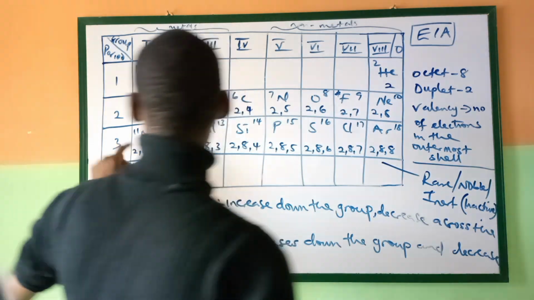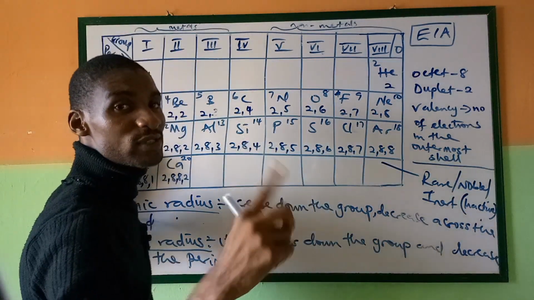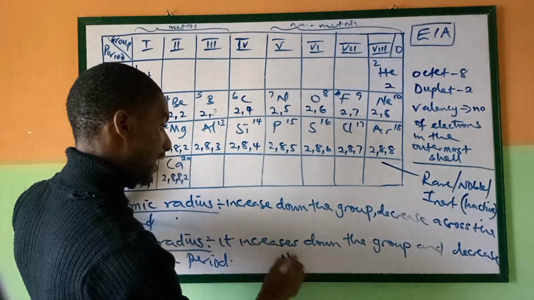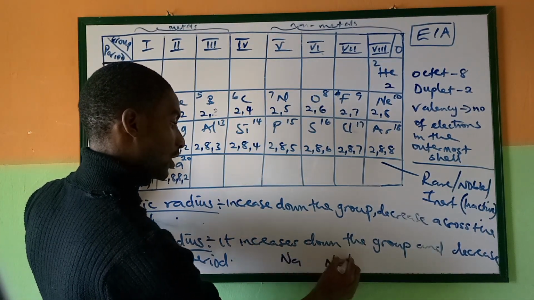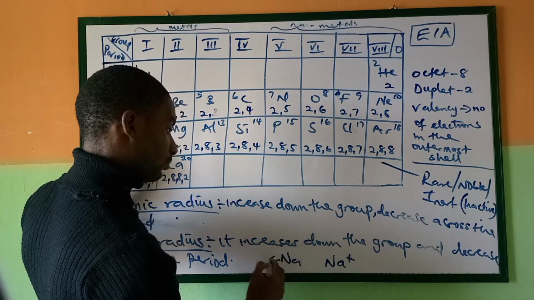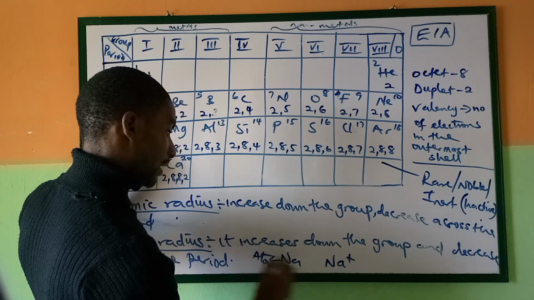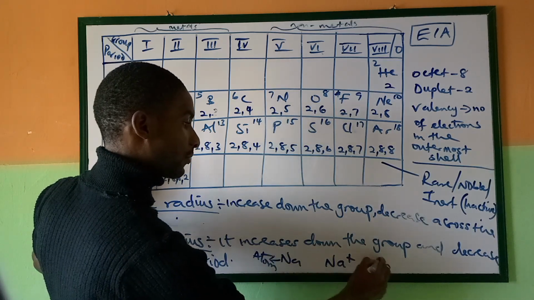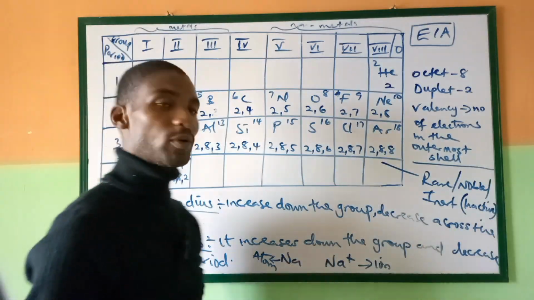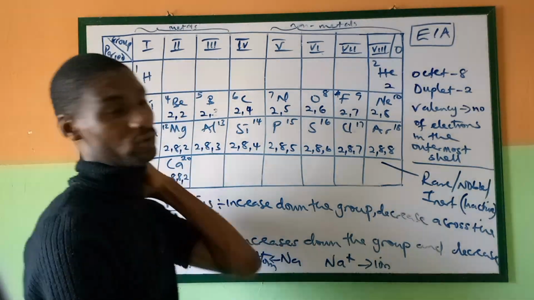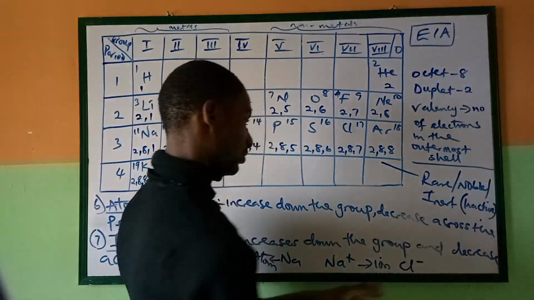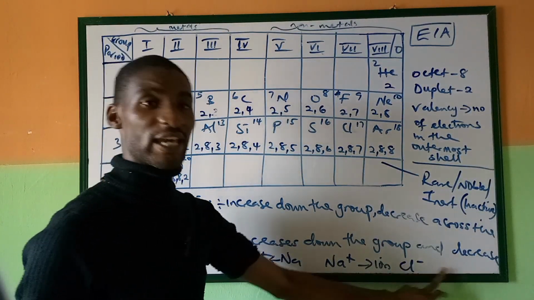For example, when sodium loses an electron, it becomes Na plus. So from Na and Na plus, this is an atom and this is an ion. This is an ion because it's positively charged, it has lost an electron. Chlorine is an ion too, that's the chloride ion.